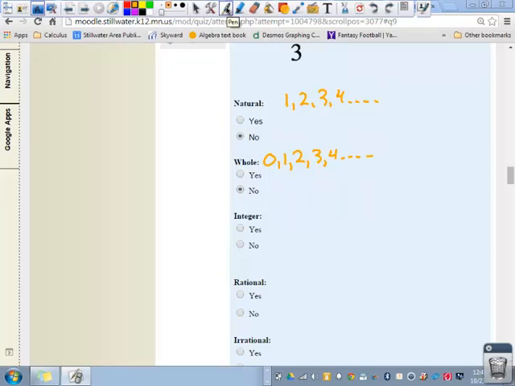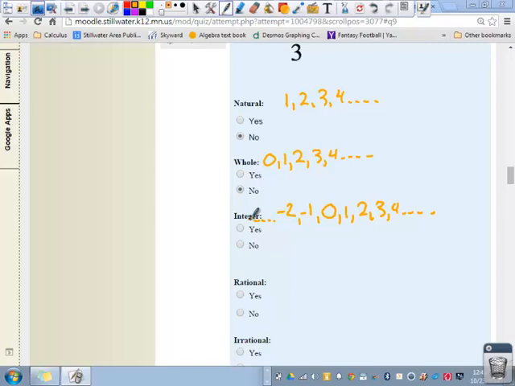Is it an integer? Well, integers add a little bit more. We still have 0, 1, 2, 3, 4, and so on, but you also have the negatives. So we have negative 1, negative 2, and so on. So again, that is not an integer because it's a fraction.